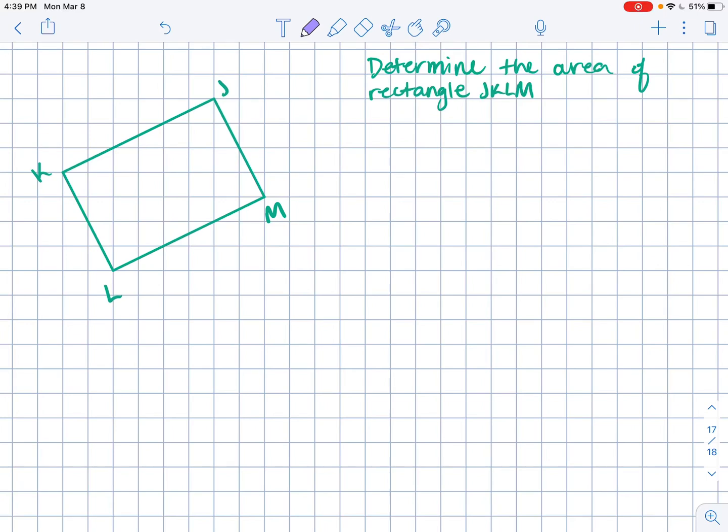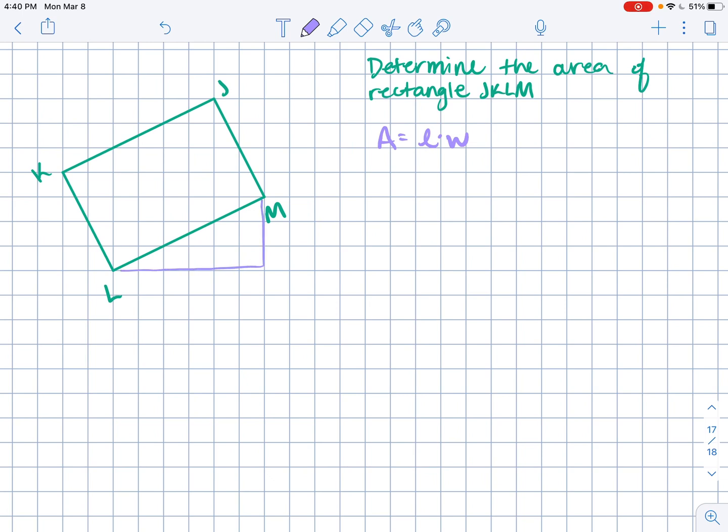We're supposed to determine the area of this rectangle JKLM. I know that the formula for area of a rectangle is just length times width. So I need to determine the length and the width using the coordinate plane. So let's start with segment LM.